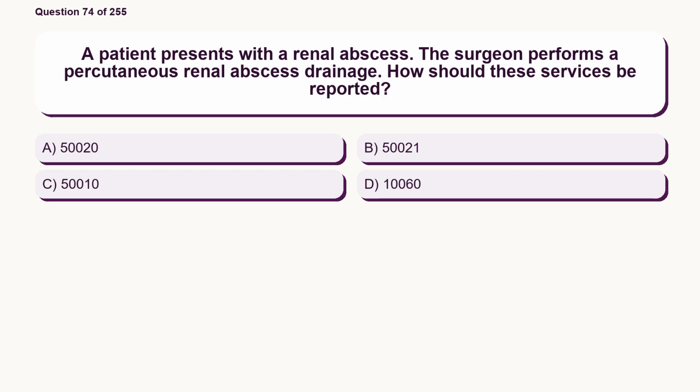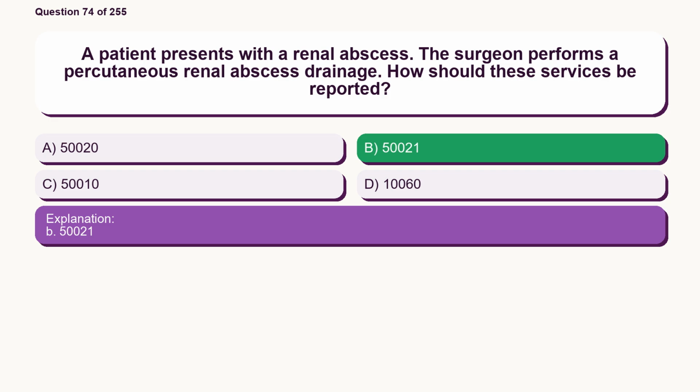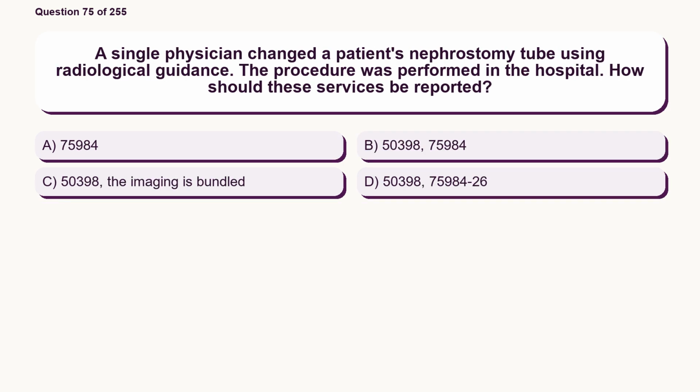Option A, 50,020. Option B, 50,021. Option C, 50,010. Option D, 10,060. The correct answer is option B, 50,021. B, 50,021. Question 75.